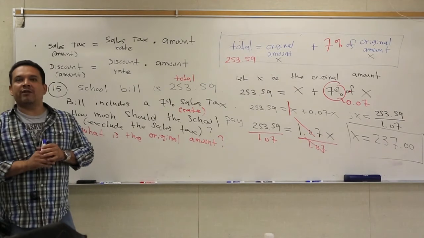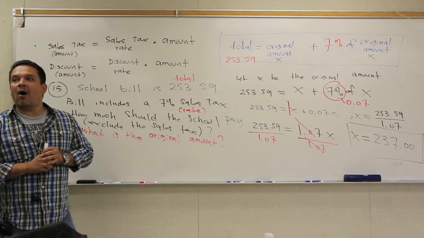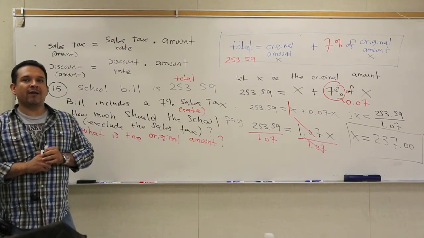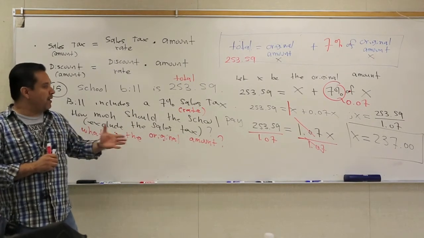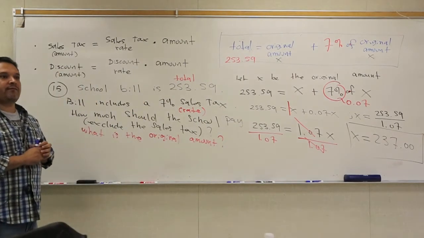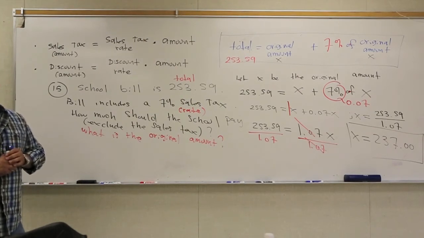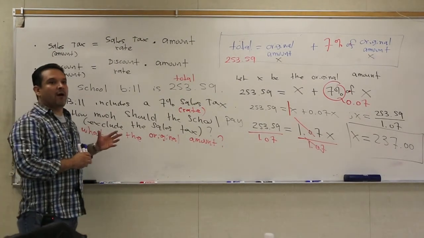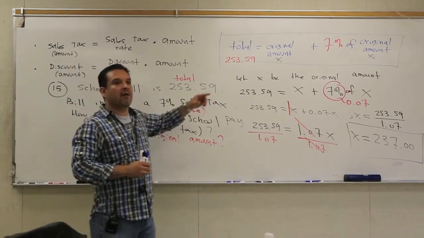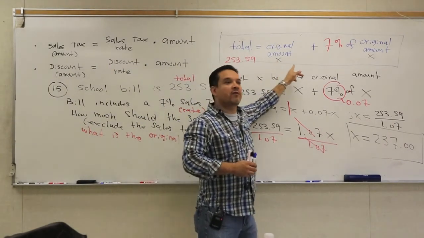Okay, so appreciate the difference in application here. $237 is going to be the original amount. So the school has to do what? They'll pay the $237, and that won't include the sales tax. Okay, you guys okay with that? This is sort of what I think of as the flip side of that model. How do you describe the flip side? They're now going to give you the total and ask you for what? The original amount.